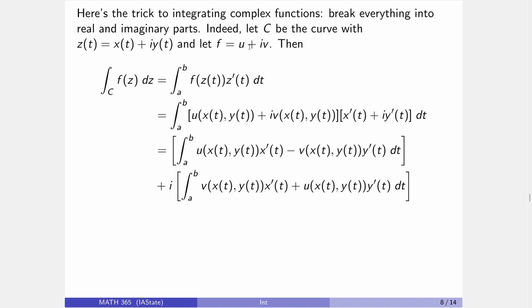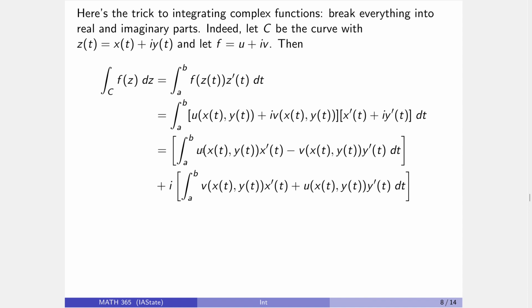Note, the real and imaginary parts can be thought of as functions from R2 to R. Then you just multiply everything out and group the imaginary parts and the real parts together, and that gives you these integrals right here. So if you want to actually integrate your complex valued function on your curve C, you get your parameterization in terms of x and y, and then you just split it up like this and you do that integral.